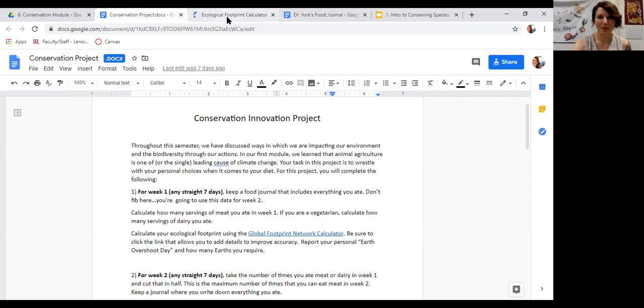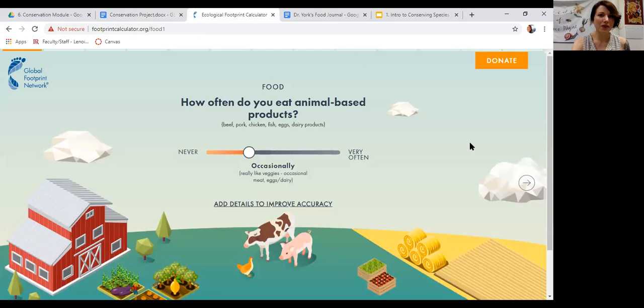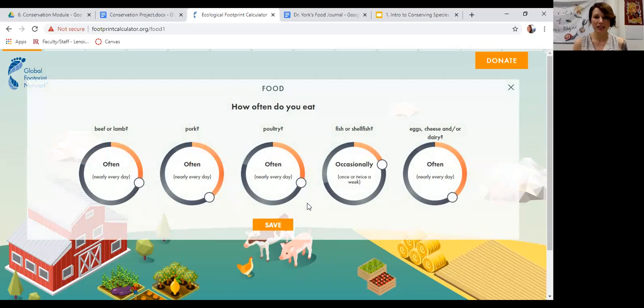And this is what this ends up looking like. So I already entered my email. There's one page before you get to this one. And what this website does, it asks you a lot of questions about your lifestyle. The first thing it asks you about is food, which is really fitting. When you do this, make sure that you go down here to add details to improve accuracy, because you can be more specific about what types of meat you're eating and how many servings of dairy you're eating daily.